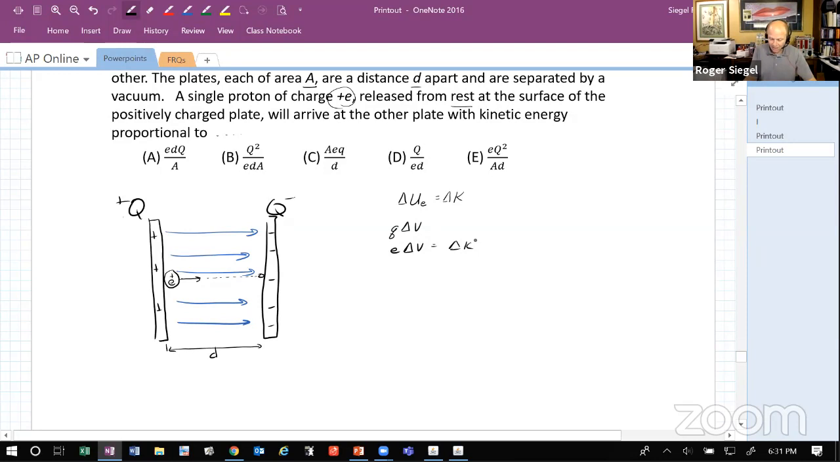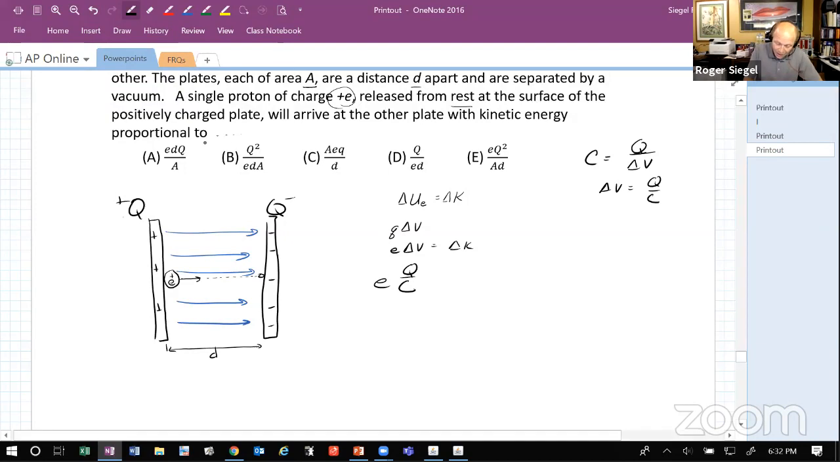Well, that's easy, but we want it in terms of everything else. What's delta V? We learned tonight that capacitance is equal to the charge on our plates divided by its voltage. It's coulombs per volt. And so that means that our delta V is going to be Q over C. So I can replace that. That's going to be e Q over C.